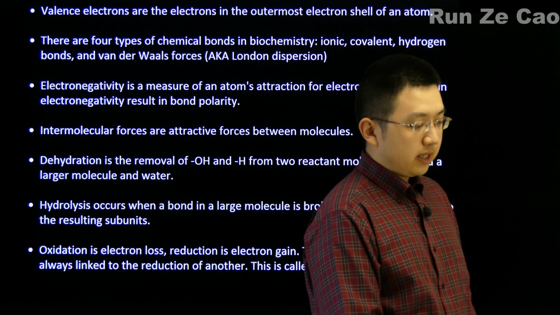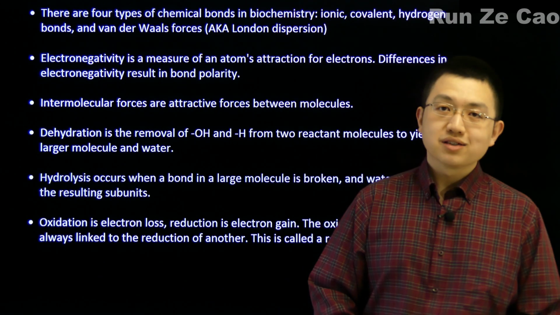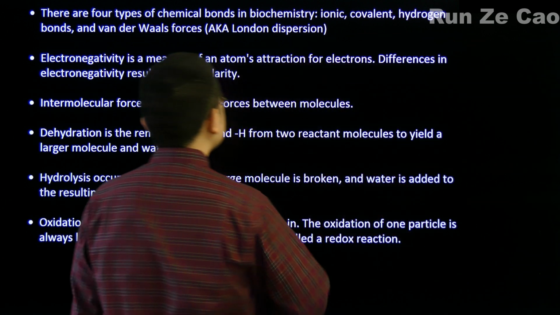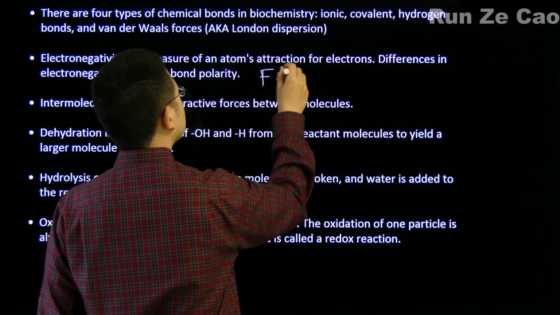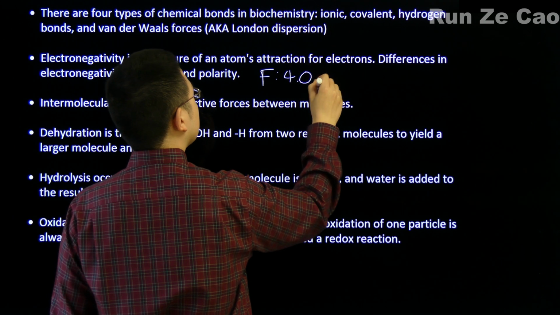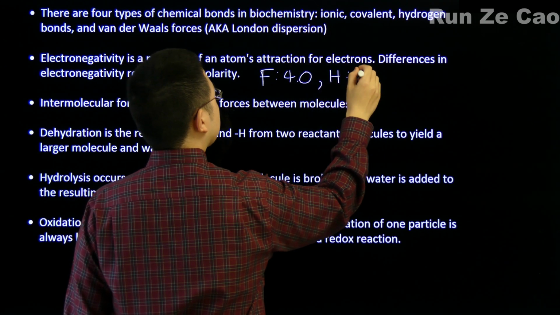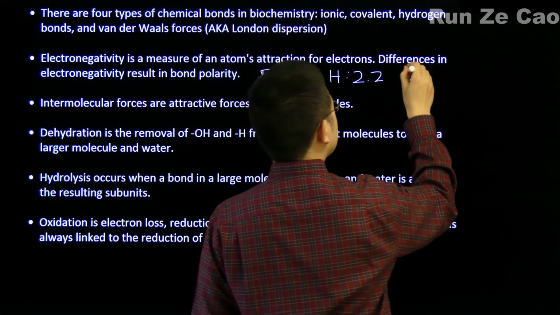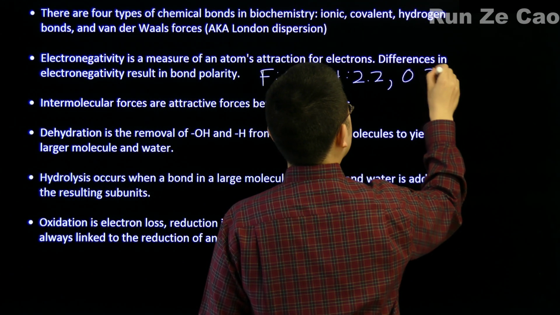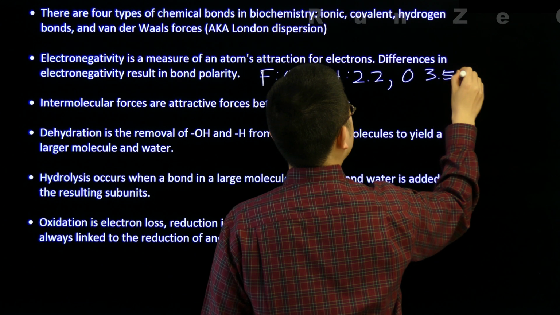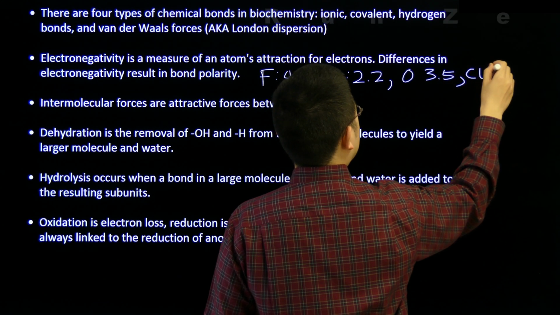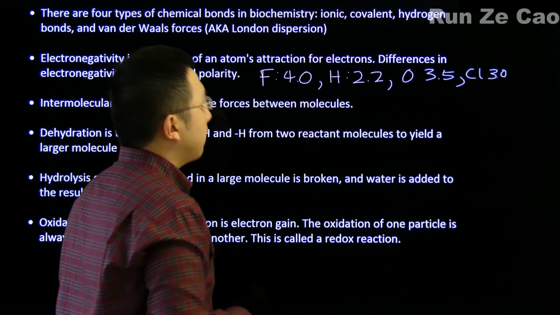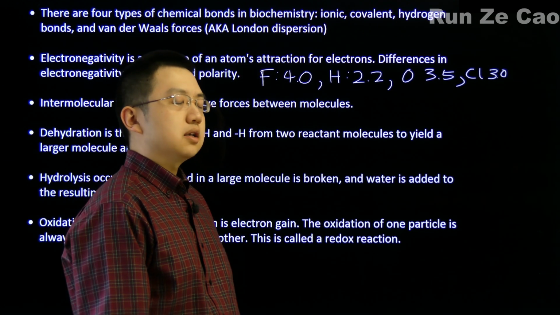So, fluorine is rated at 4.0. Hydrogen is rated at 2.2. Oxygen is at 3.5. Chlorine is at 3.0. So it might be interesting, hey, wait a second.